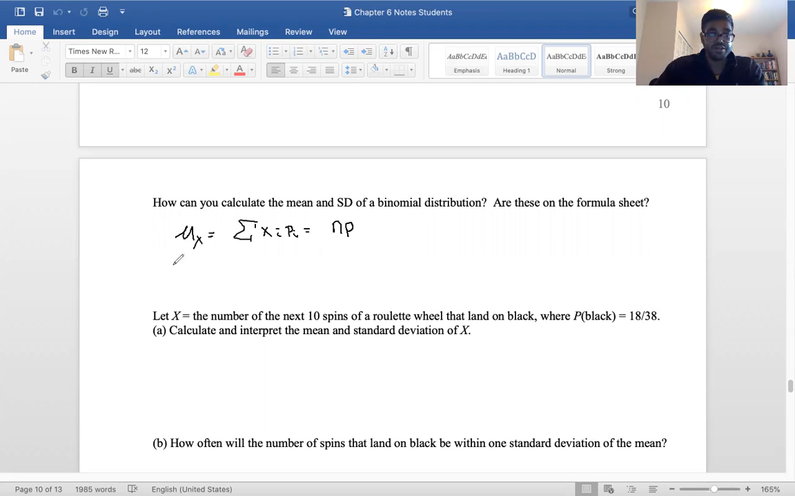And the standard deviation of x is equal to the square root of n times p times 1 minus p. And some people like to write this 1 minus p as q. They write this as another variable. They say this is q. You might see that.